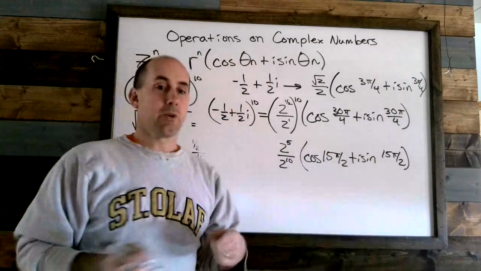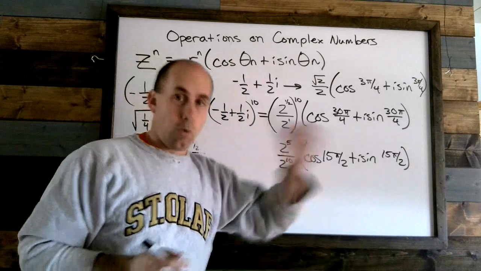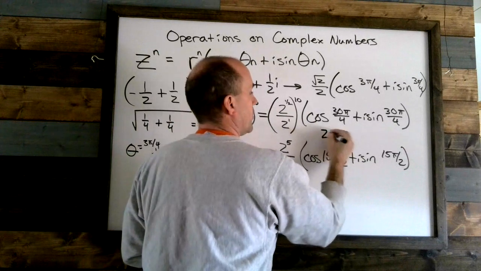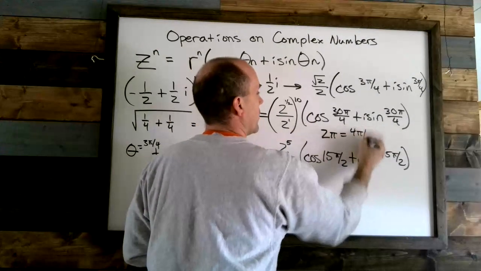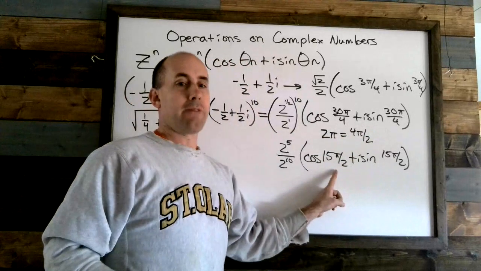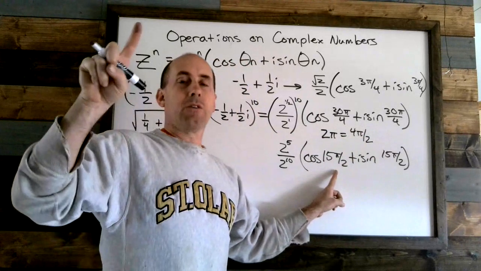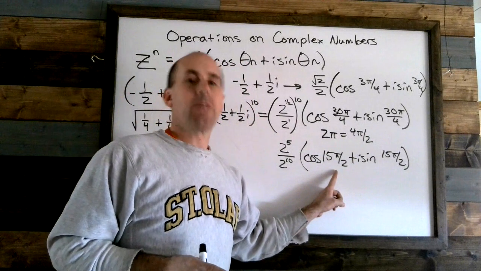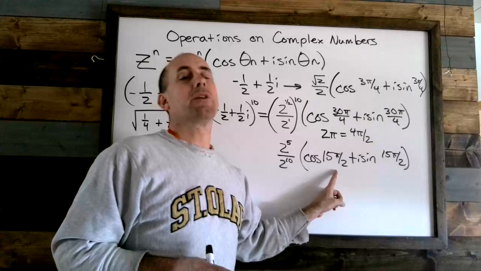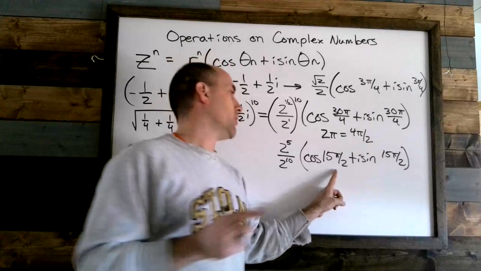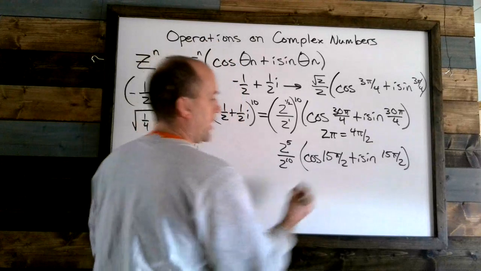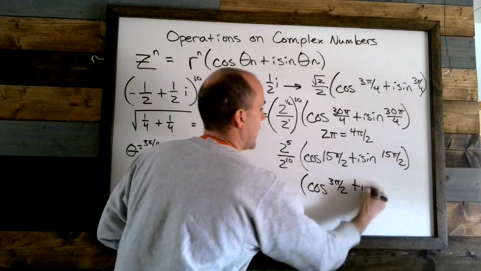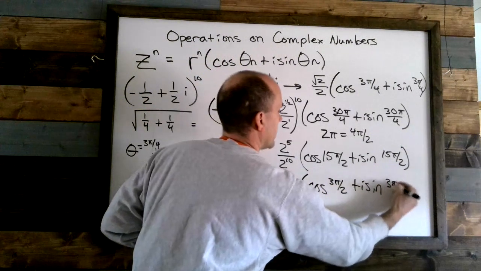I think everybody here would agree that 15 pi over 2 is more than once around the circle. So 2 pi is the same as 4 pi over 2, so let's subtract off a 4 pi over 2. 15 pi over 2 minus 4 pi over 2 would be 11 pi over 2. Minus 4 would be 7 pi over 2. Minus 4 would be 3 pi over 2. Well, 3 pi over 2 is within that once around the circle. So I have the cosine of 3 pi over 2 plus i sine of 3 pi over 2.